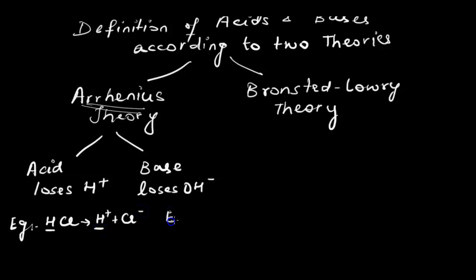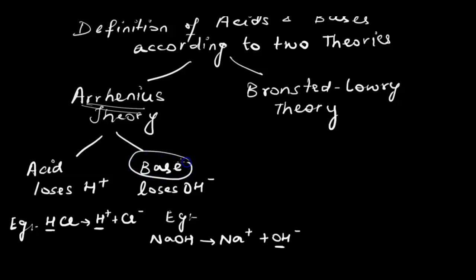Similarly, NaOH is an example of a base. When it is dissolved in water, it gives us Na+ and OH-. Since this one is giving us OH-, it is called a base, and this one is giving us H+, so it is called an acid. These definitions were given by Arrhenius. That's why it's called the Arrhenius theory of acids and bases, or Arrhenius' definition of acids and bases.